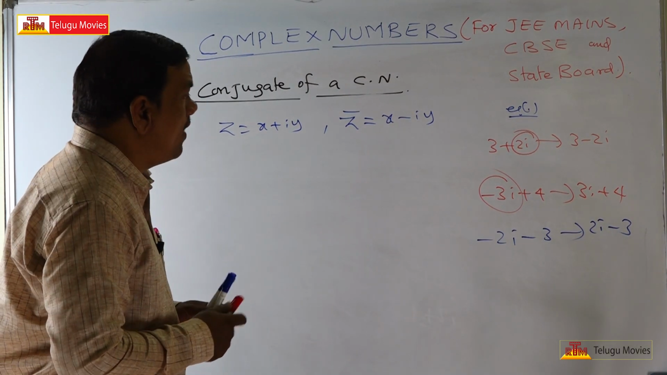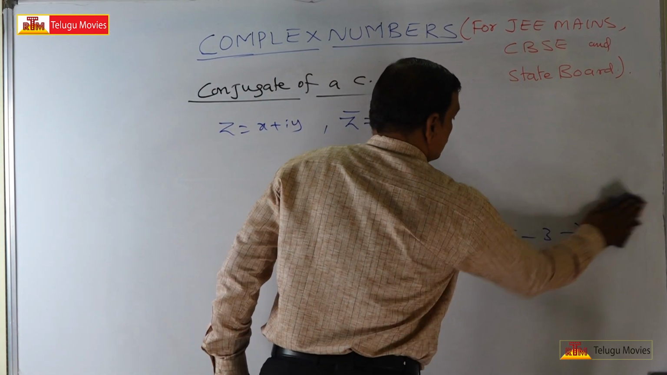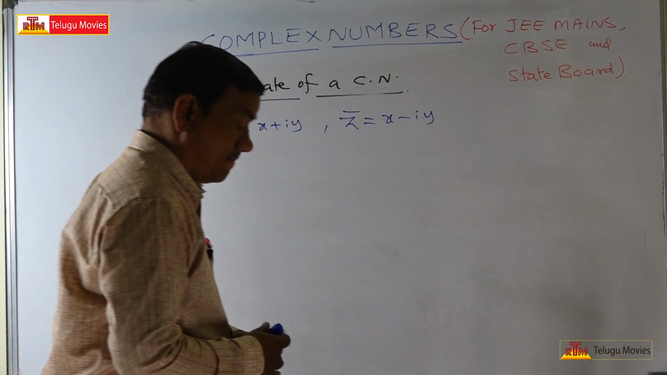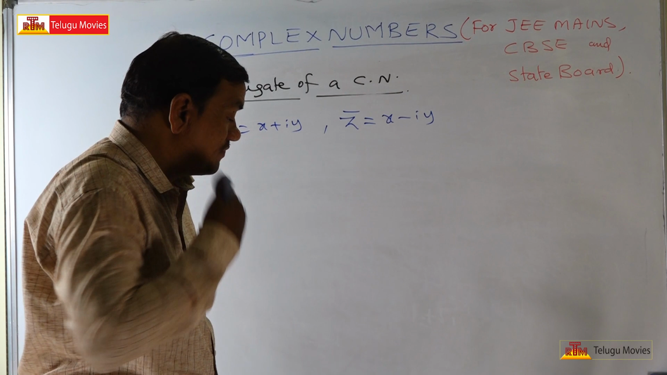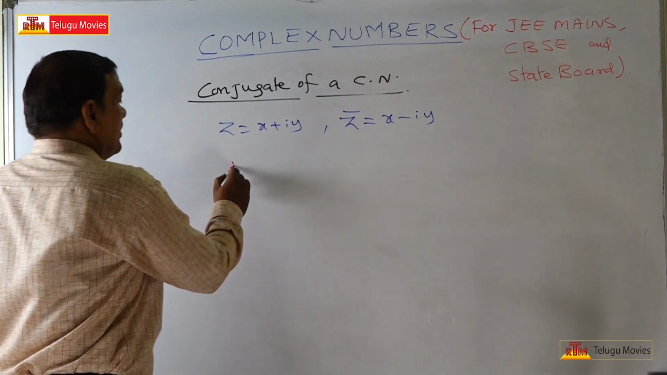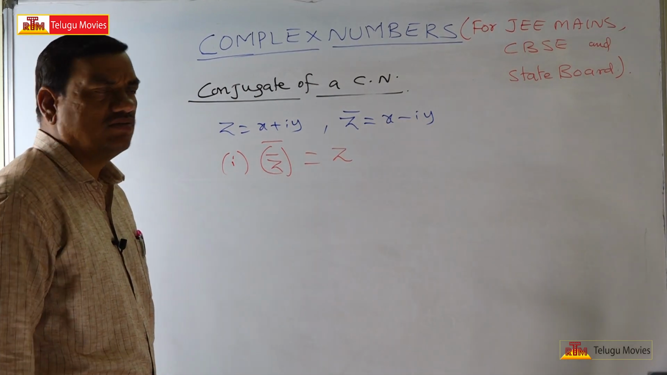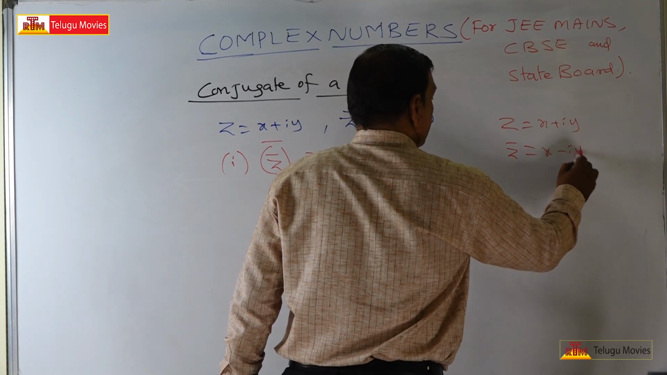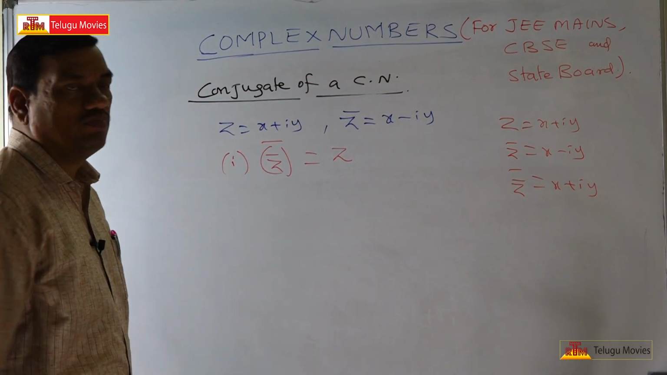Now let us see the properties of the conjugate. The first one: the conjugate of the conjugate of a complex number is the original number, z. A very simple definition. If z is equal to x plus iy, its conjugate is x minus iy. What is the conjugate of the conjugate? Again you get the original, x plus iy. That is a simple proof for that.